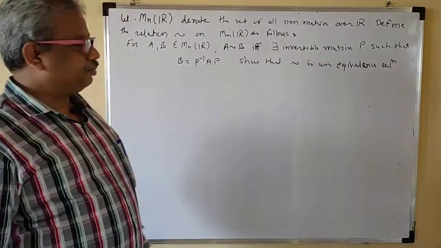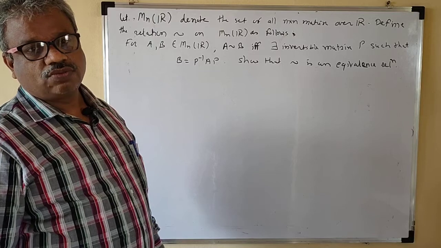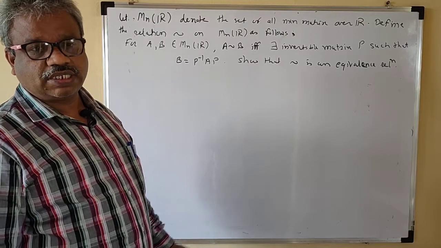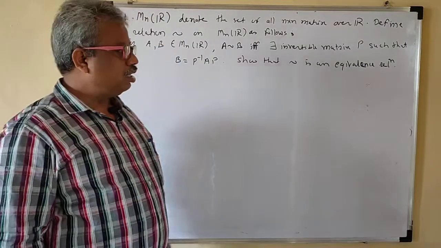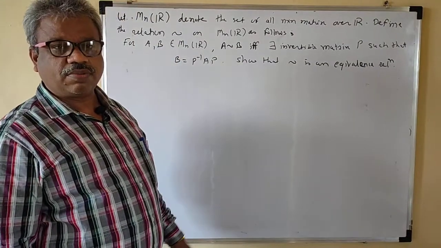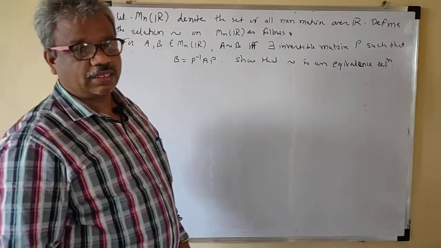In the last lecture we have seen what we mean by equivalence relation. An equivalence relation is a relation which is reflexive, symmetric and transitive. We have seen some problems on the equivalence relation, and we will see one more problem on the equivalence relation.